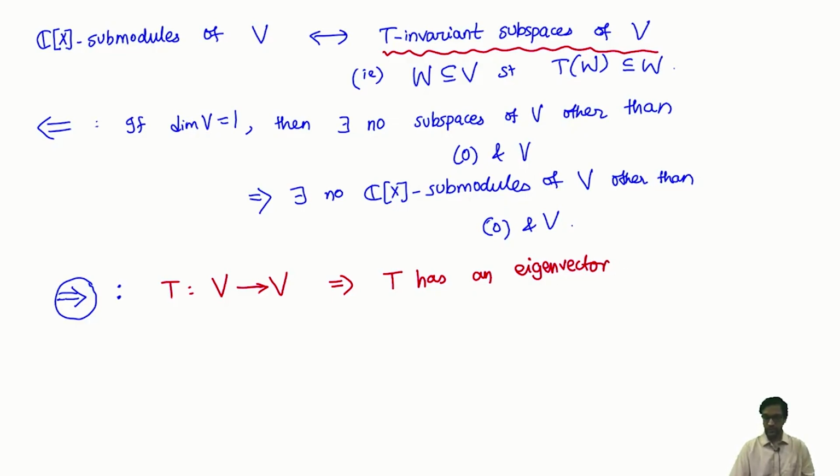Recall this fact from linear algebra. Now, what does that mean? Let's give that eigenvector a name. Let's call it v. So v is some non-zero vector.